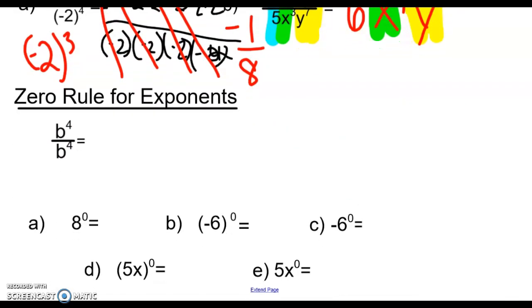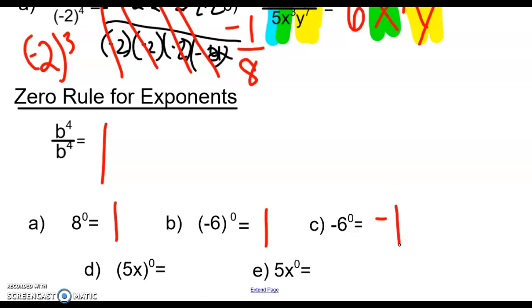The zero rule for exponents. b to the fourth divided by b to the fourth. What's anything divided by itself? 1. So therefore, anything to the 0 power is 1. So this right here is 1. This is 1. This one is -1.